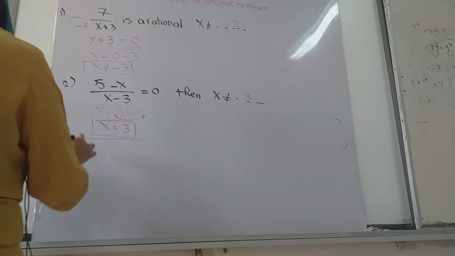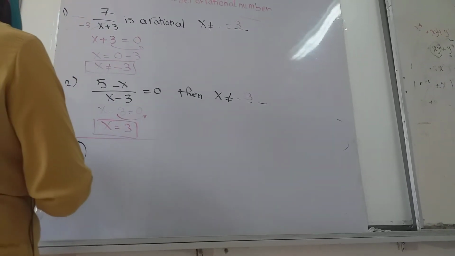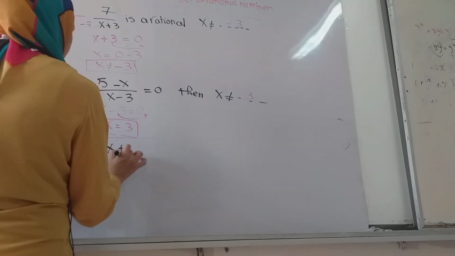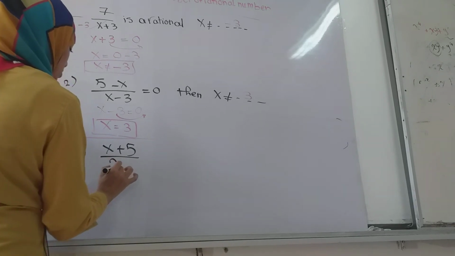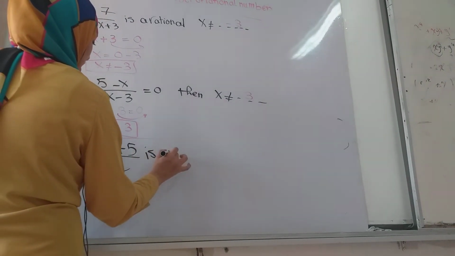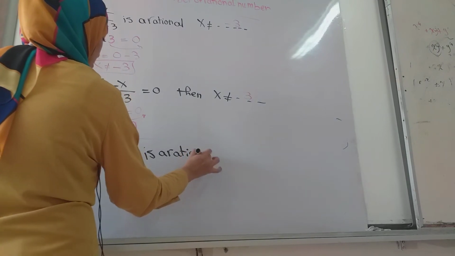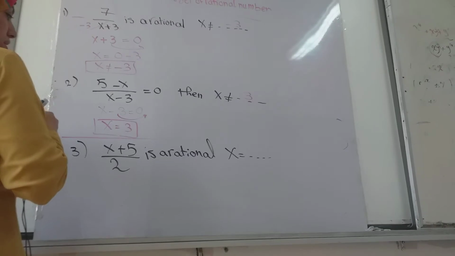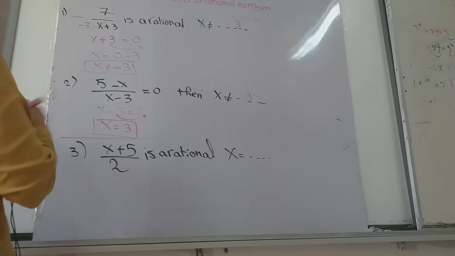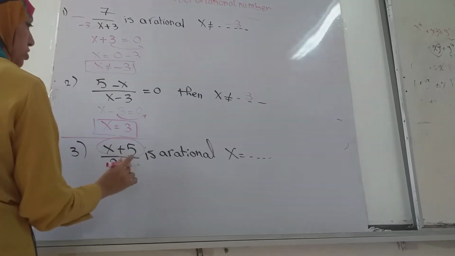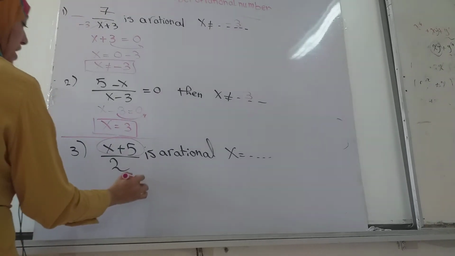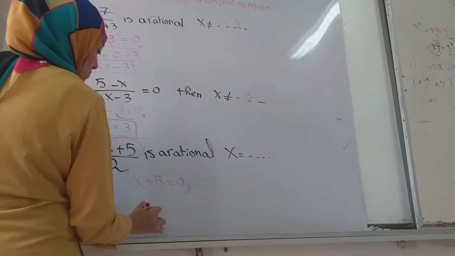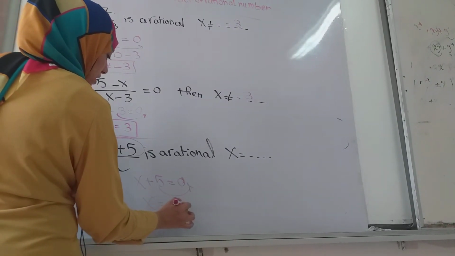Number 3, if x plus 5 over 2 is a rational number, so x equals what? We can see the numerator, not the denominator. X plus 5 equals 0. We take 5 with the opposite sign, so x equals negative 5.